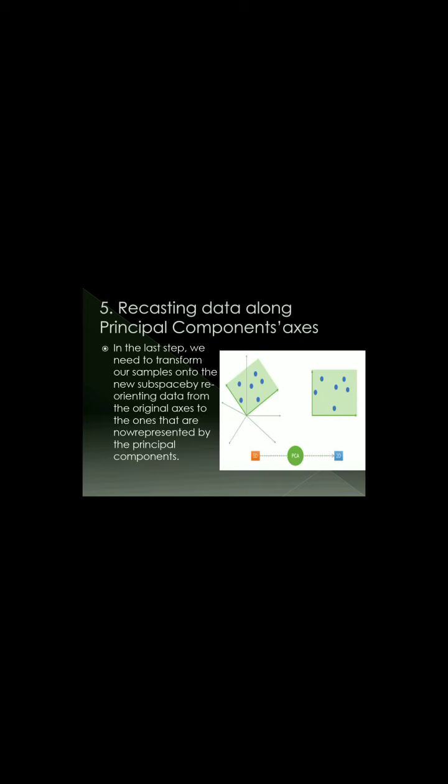Step 5: recasting data along the principal component axes. In the last step, we need to transform our samples onto the new subspace by reorienting the data from the original axes to the ones that are now represented by the principal components.